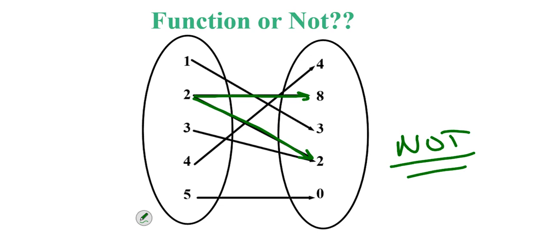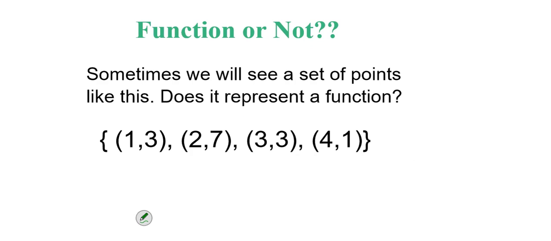Okay, so let's see what we've got on this next one. Sometimes you're going to see a set of coordinate points. So instead of a table, you're going to see coordinate points. You just want to check, for every x, does it only match up with one y? And in this instance, what we've got, x is 1, x is 2, x is 3, x is 4. This is a function. We don't have any repeating x's that match up with a different y.